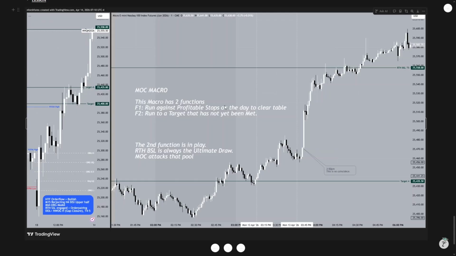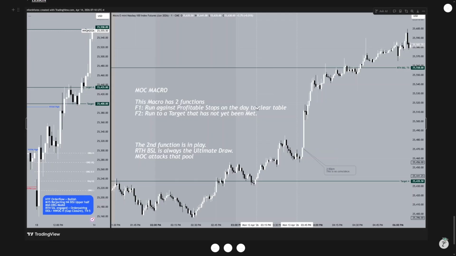So market on close macro has two functions. It either runs against profitable stops on the day. So for instance, we've been bullish. To run profitable stops, we have to run sell stops. That means running the sell side liquidity pools. Anybody who has a true stop loss there will be taken out, and the market will close. But then it also has a second function which is to run to a target that has not yet been met.